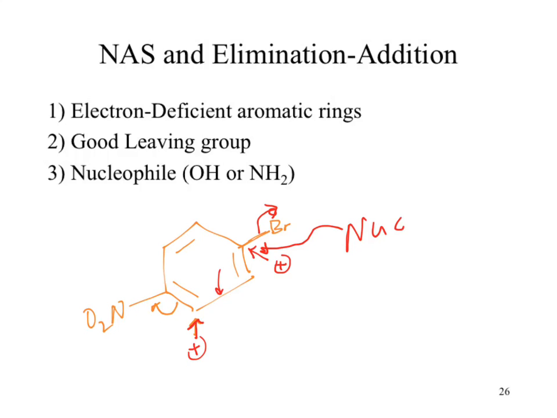So we do need that good leaving group. Your nucleophiles, you're often looking at OH or NH2. Those are pretty much the only ones that you'll see. The elimination addition means you go through the benzyne intermediate. I would be kind of surprised if that showed up on the ACS test, your benzyne intermediate. It's possible, but just kind of surprising.